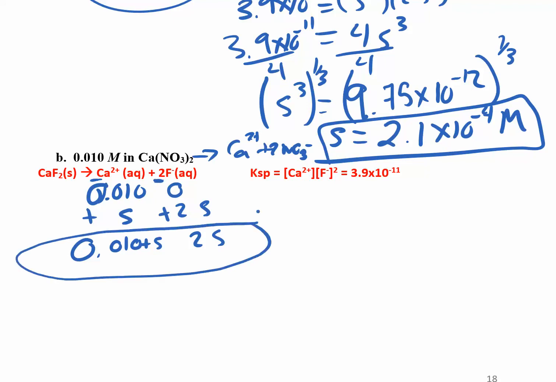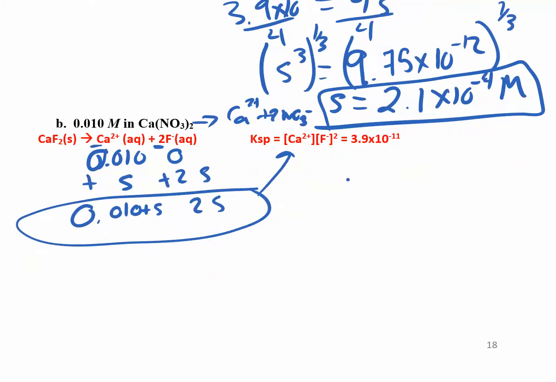Now I can take this and plug that into the equilibrium constant expression. Even though you have calcium nitrate, don't worry about the nitrate. The nitrate's not going to do anything. The KSP corresponds to this reaction. It's the solid dissociating into ions. This KSP never changes, but the solubility, the S, will change, and that's what we're going to see now. We're going to see how the S changes.